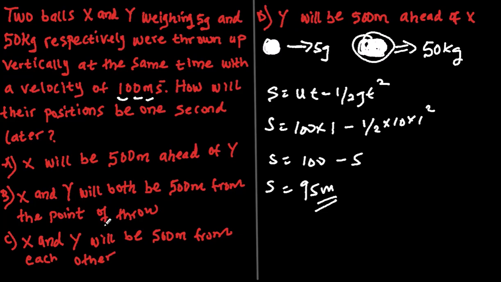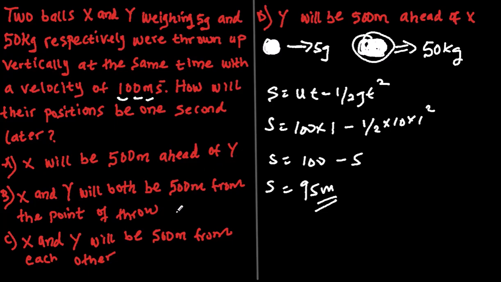C, X and Y will be 500 meters from each other. D, Y will be 500 meters ahead of X. Now there's no option that says that they are 95 meters from the point of throw. But what the examiner is really trying to know is if you know that despite their masses being different, they're going to be at the same position. Why? Because all their parameters are practically the same. They have the same initial velocity, they are thrown upward at the same time, they are both under the influence of gravity, so they should be at the same distance after being thrown at the same time.